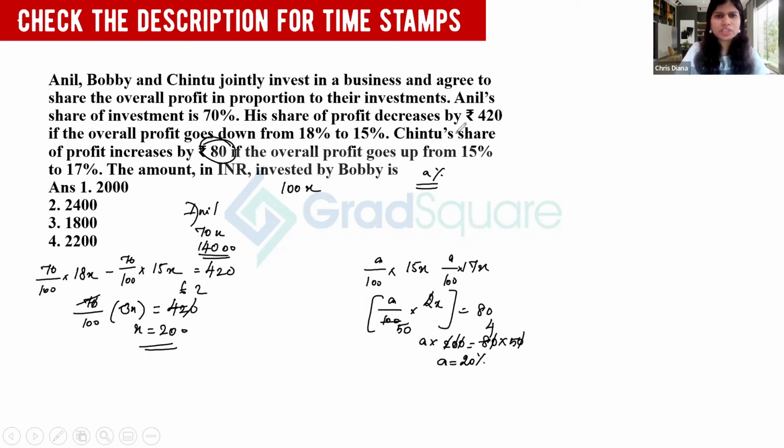Now this is Chintu's share of profit and Chintu's investment also. 20% of 100x is nothing but 20x. Now remember that 30x had to be shared among Bobby and Chintu. So Bobby's share of investment is going to be 10x. The amount in INR invested by Bobby, x is equal to 200, so 10 into 200, that's going to be a total of 2000 rupees. Option 1 for this.